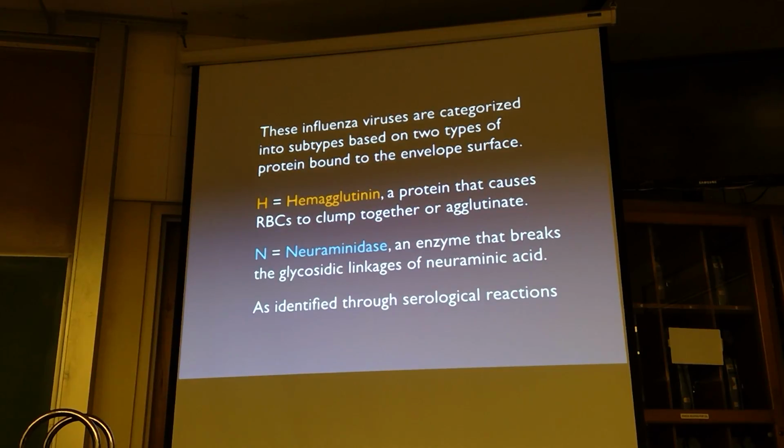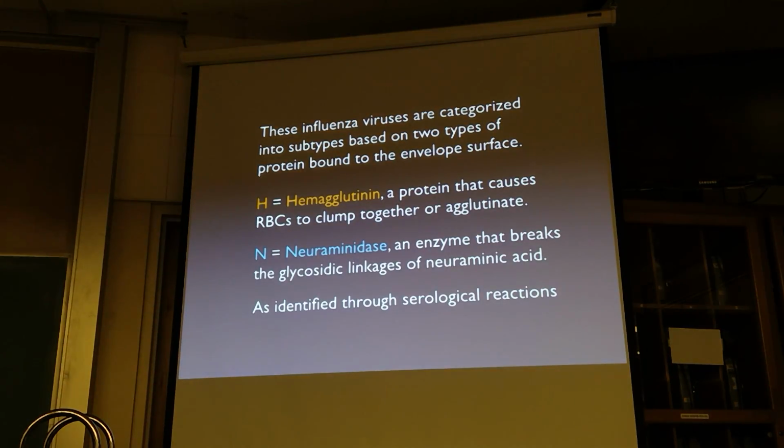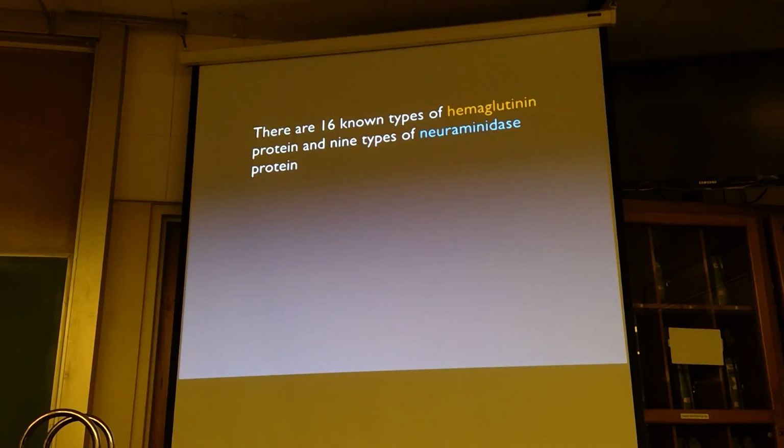Again, back to stuff you learned early in the semester. Serological typing means you use antibodies to detect specific antigens associated with infectious agents. The antibodies are proteins that we produce. We'll learn more about these when we get to the section on immunology. But we produce antibodies, and antibodies tend to be very specific in their interaction with antigens. So the antigens, in this case, are these hemagglutinin proteins and neuraminidase proteins on the envelope of the influenza virus. So these things are identified.